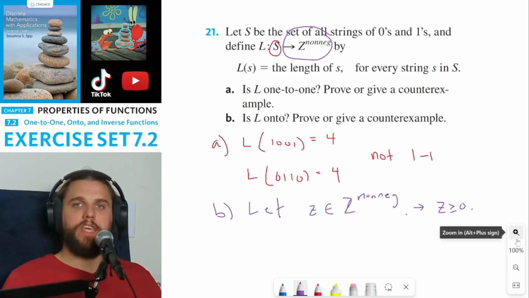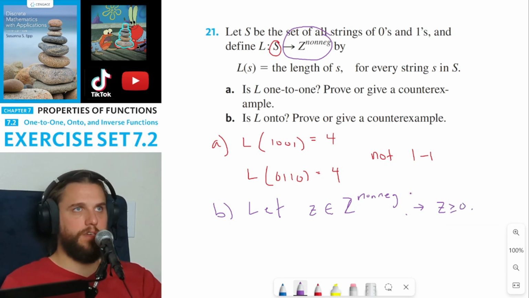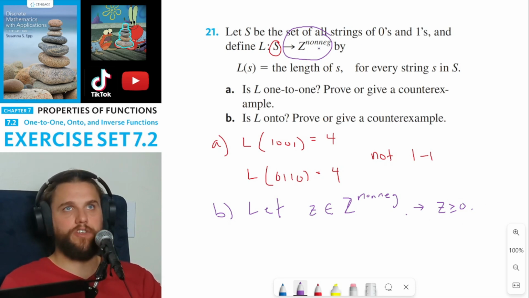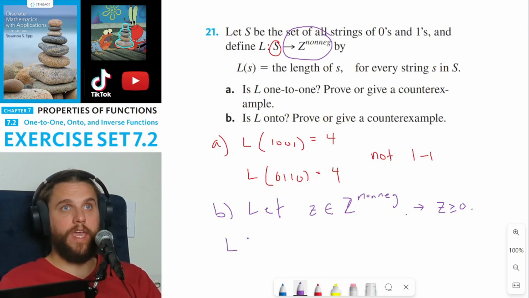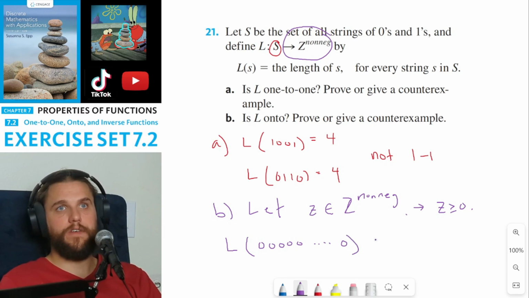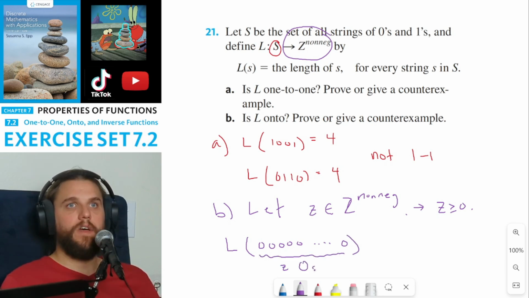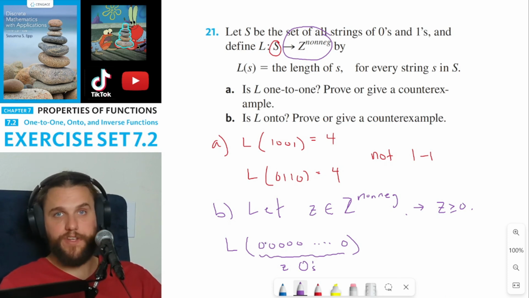Now the question is, can we think of a string that we can plug into this function L that gives us specifically the output z? And the answer is yes. Imagine we take the string of zeros, 0, 0, dot dot dot, and then 0. And then how many zeros are here? Let's assume that there are z zeros. So if z is 5, then there would be 5 zeros. If z is 10, then there would be 10 zeros.